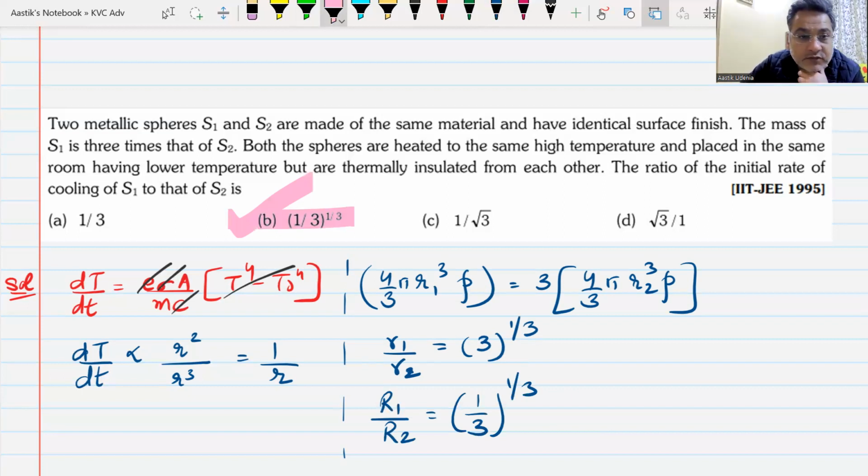One doubt, sir. Yes. Sir, same identical surface finish means surface area is not same, sir. Surface finish, they said. Did they say area? Did they say area? You cannot assume anything from your imagination. Surface finish means sigma, means E is same. Surface finish. What has it got to do with area? You have assumed something on your own. Don't assume anything on your own.